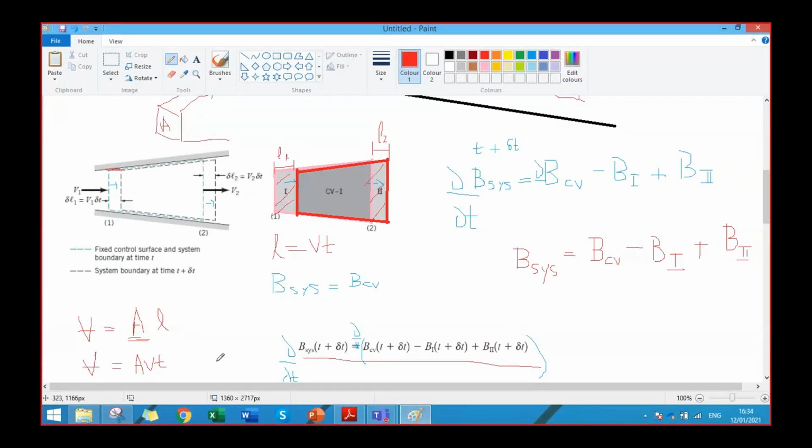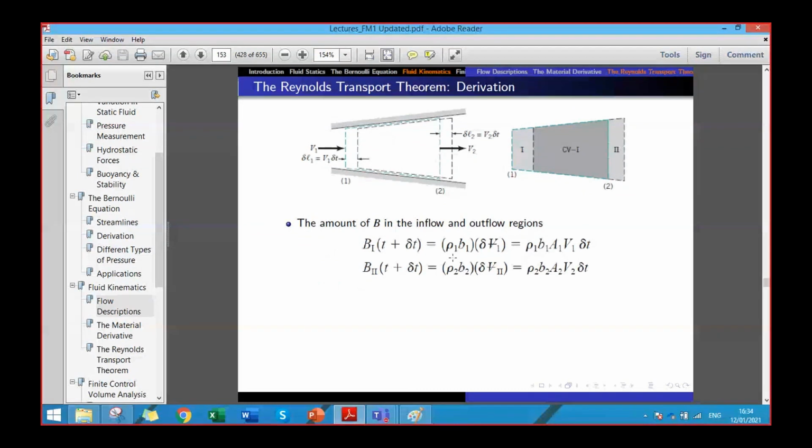So here we have rho into B into volume. We have written volume as area into length for the first section. So it would be the area of the first section into the velocity of the first section, that is the velocity entering the boundary, into delta T. And similarly, B2 would be density 2 into property at point 2 into area 2 into velocity 2 into delta T. So is this relationship clear? These two relationships, are they clear?